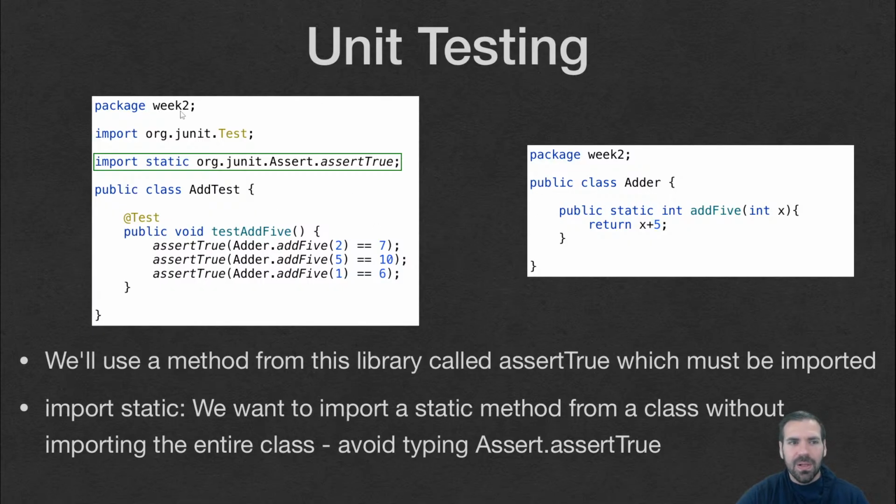Any two classes that are in the same package do not have to import each other. All the classes in the same package are automatically imported in Java. So I don't have to import adder, but I do have to call the method through the class. I could do a static import and import the add5 method the same way I'm doing this right here, and then I would just have to do add5 without adder dot each time.